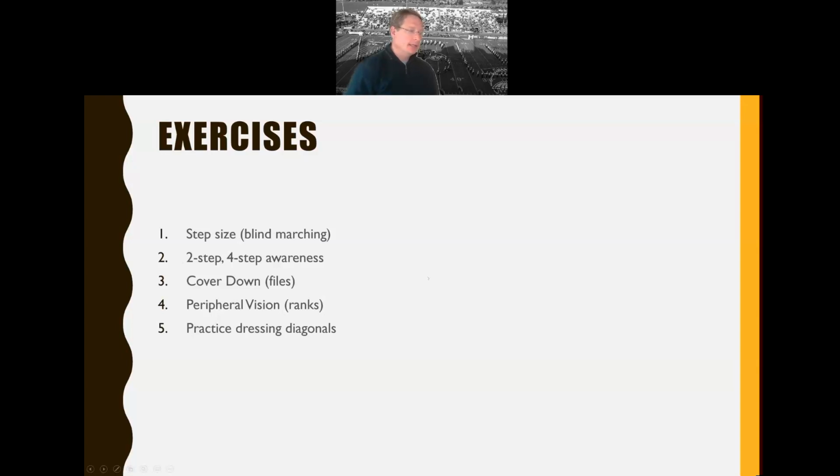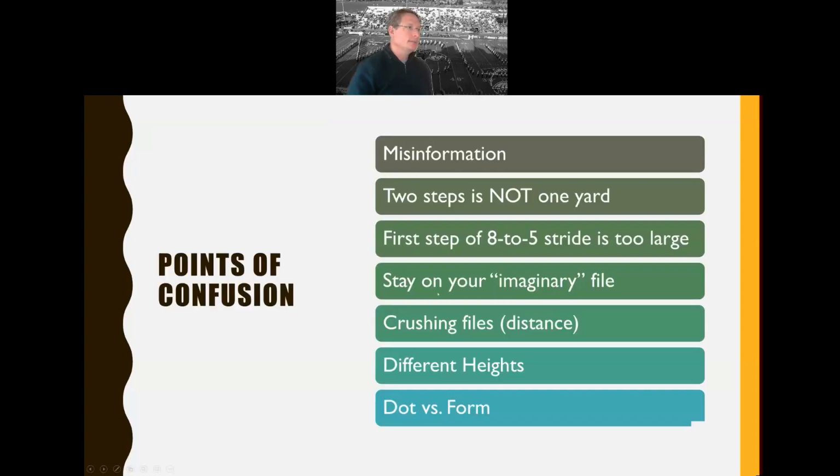Awareness, two-step and four-step awareness, being able to feel that two-step, feel that four-step, whether it's front to back or side to side, right? Get used to those intervals because you're going to use them a lot. When you're dressing ranks, practice covering down. Files. Practice covering down. When you're dressing ranks, it's all about your peripheral vision, right? Side to side. Can you look straight forward and see the individuals side to side of you? If you can't see them, you're probably in front of your rank. If you can see them really well, if you can see the back of their heads, you're probably behind your rank. So practice doing that. Practice dressing without having to physically look side to side, but using your peripheral vision. And then, of course, practice this process of dressing diagonals so it gets really automatic.